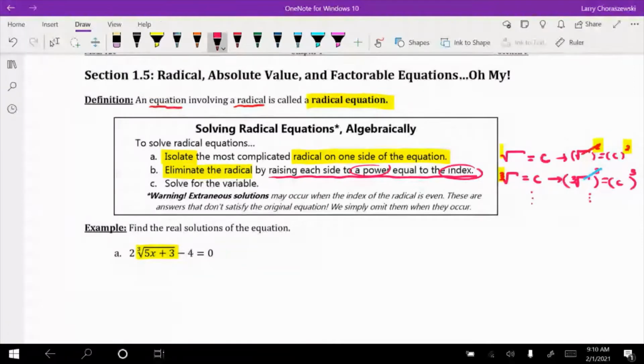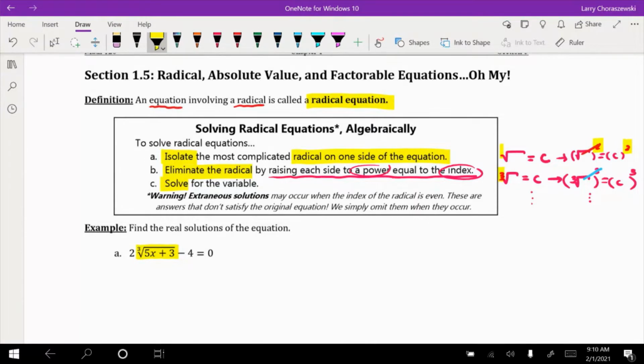Now, once you get rid of the radical expression, there's usually a little more to do. You end up with a different looking equation with possibly some more steps to go in order to solve. So step C is just exactly that. You want to solve for the variable. Now there is this little warning down below.